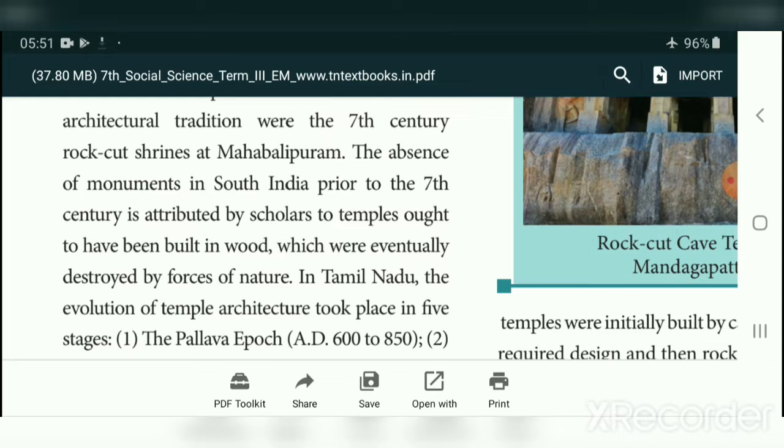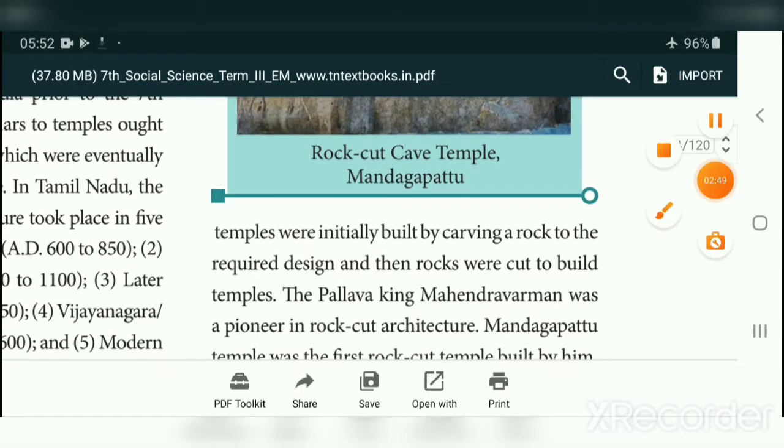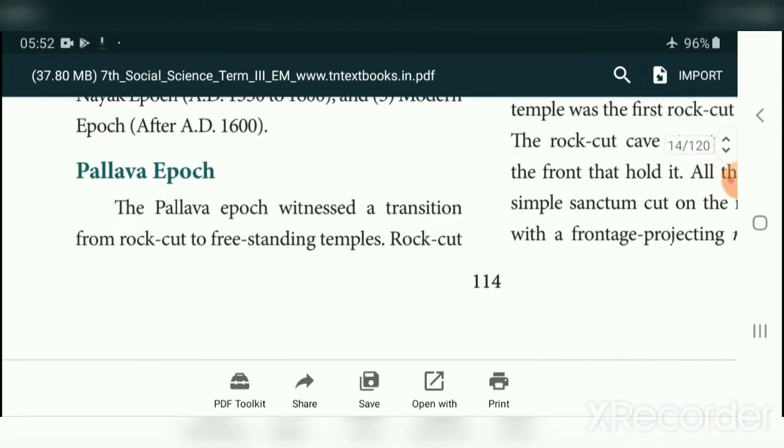In Tamil Nadu, the evolution of temple architecture took place in 5 stages. They are the Pallava epoch, that is 600 to 850. Then the early Chola epoch, that is 850 to 1100, and later Chola 1100 to 1350. Vijayanagar Nayak epoch, epoch is nothing but period, 1350 to 1600, and modern epoch, that is after 1600. First we will see the Pallava period.